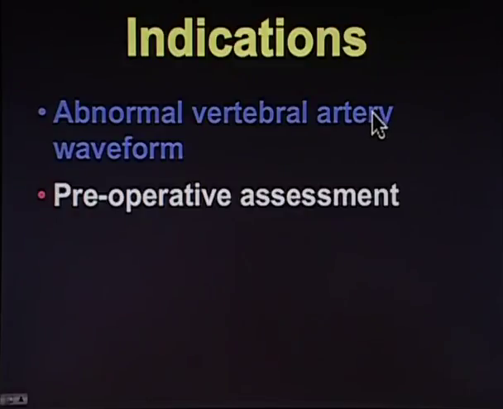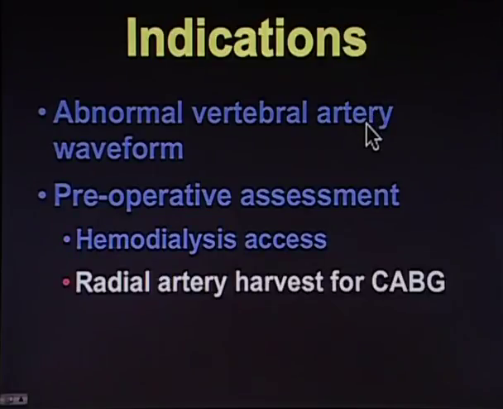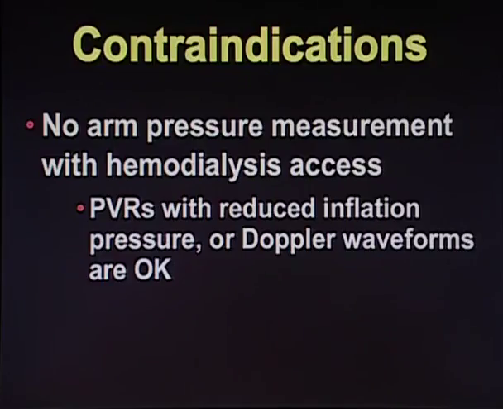And again, preoperative assessment, this can be either for hemodialysis access placement or for radial artery harvest for coronary artery bypass graft conduit material. There is a contraindication for our upper extremity evaluation, and that's in patients that have a hemodialysis access graft or a fistula.